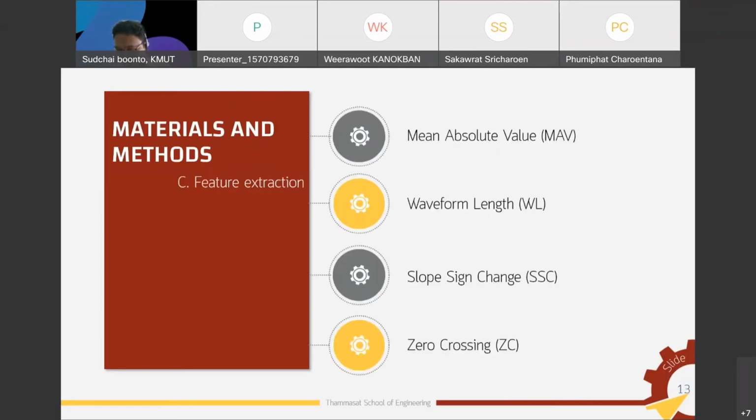The next part, feature extraction. This research analyzes the SEMG signal, gyroscope signal, and accelerometer signal in the time domain by extracting the features: mean absolute value, waveform length, slope sign change, and zero crossing.